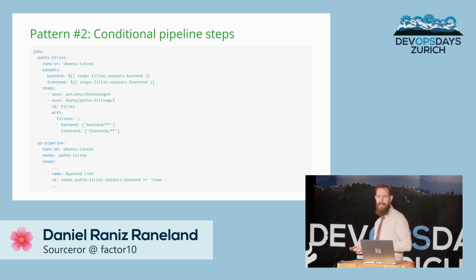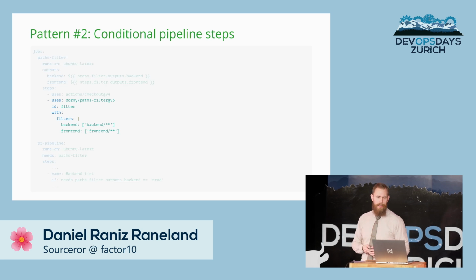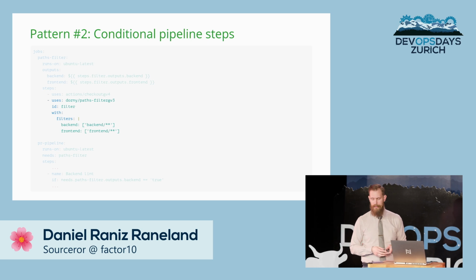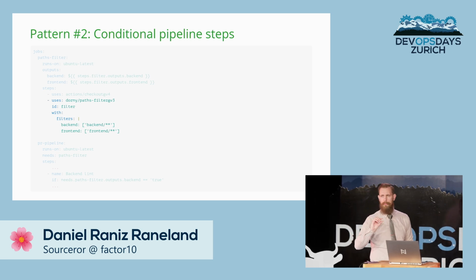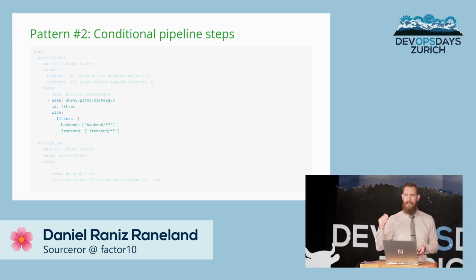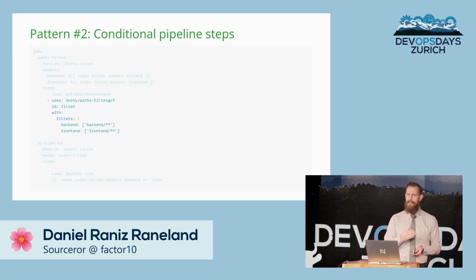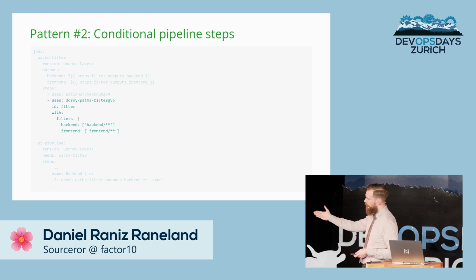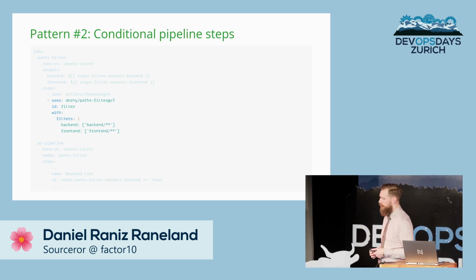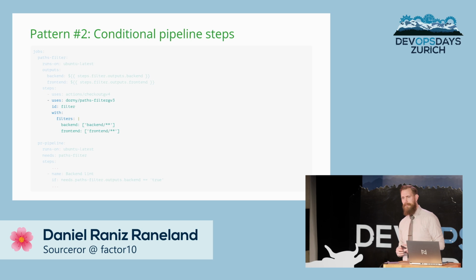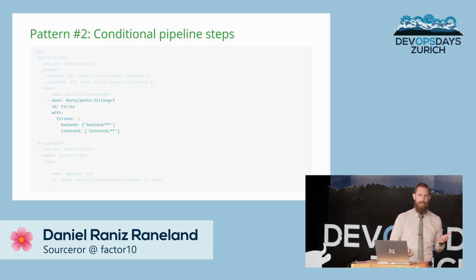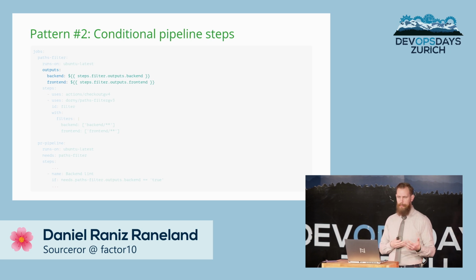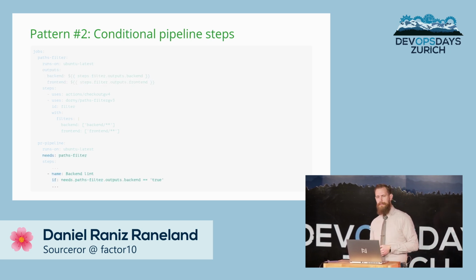What we do is we have a pre-step, which is this. In this case, I'm using a custom action called path filter. And this just checks which files have changed in this branch from the main branch. And it sets flags. So we define that if something has changed in the backend directory, we should set the backend flag. And if something has changed in the front-end directory, we should set the front-end flag. And then we export these out of this job, and we can use them in another job.